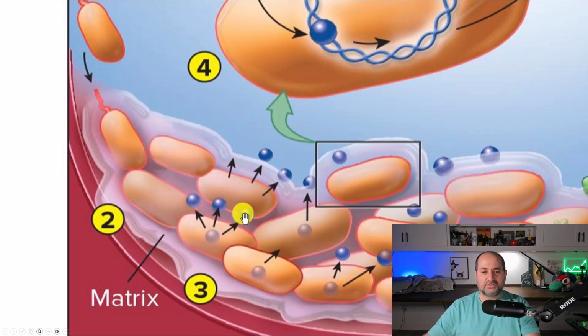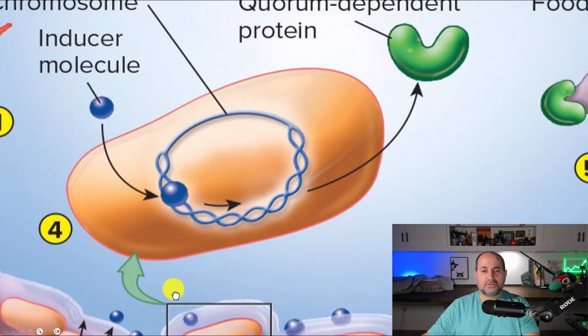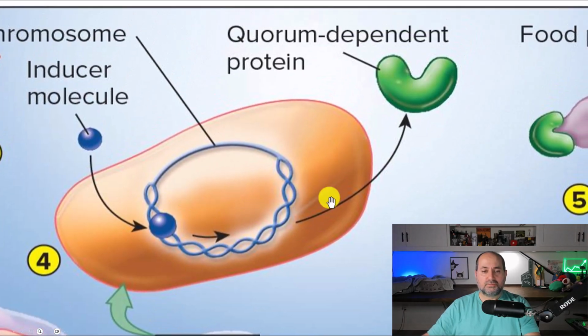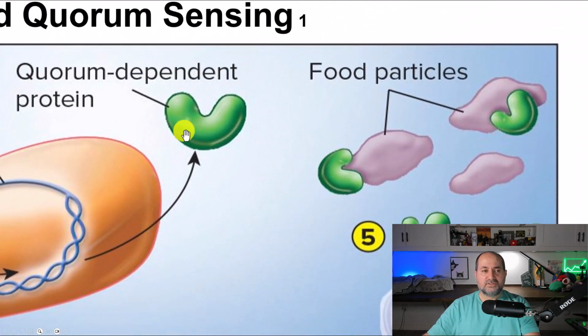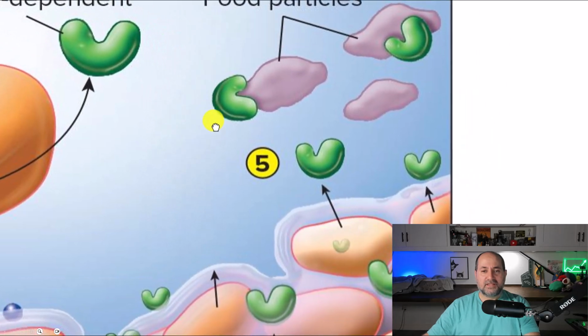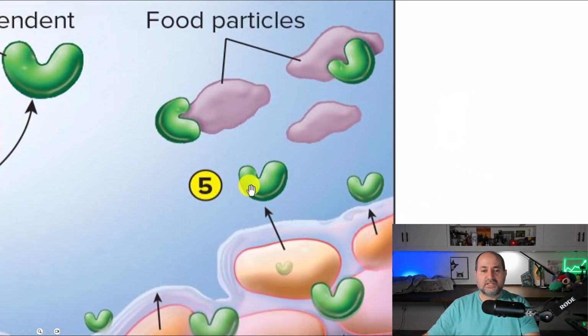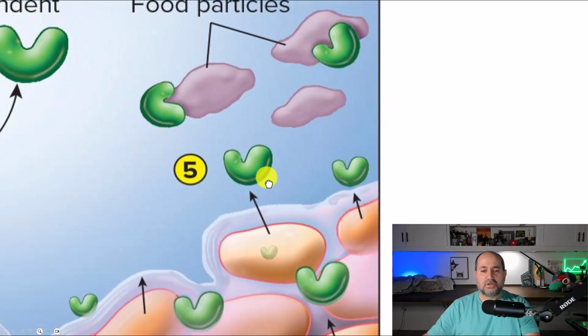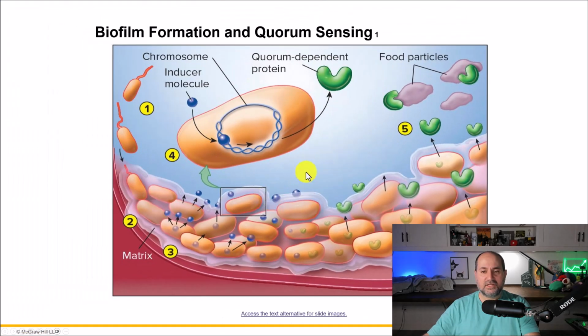Does that make sense? So if there aren't many bacteria in this biofilm, then you're not going to produce enough of this blue quorum molecule to turn on these genes to produce these proteins. But in this case, the protein was made, and then those proteins can work to help digest food particles, for instance. So in this case, the quorum protein is helping to digest food for the rest of the community here.